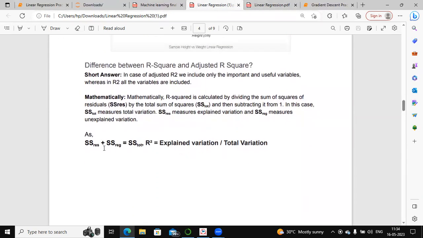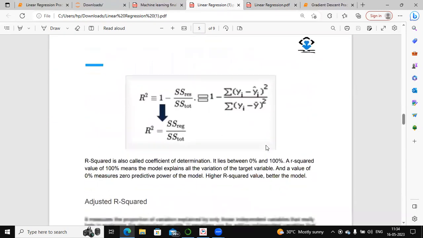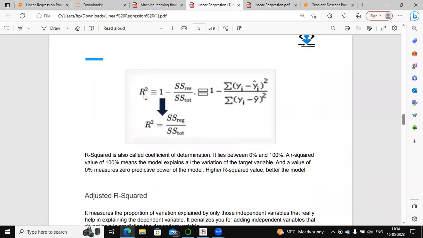So sum of square residuals plus sum of square regression is equal to sum of square total. So R square is explained variation by total variation. So you have to understand this. R square is 1 minus sum of square residual by sum of square total, or it is sum of square regression by sum of square total.